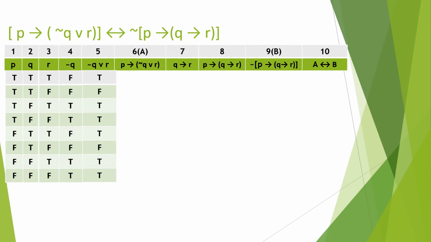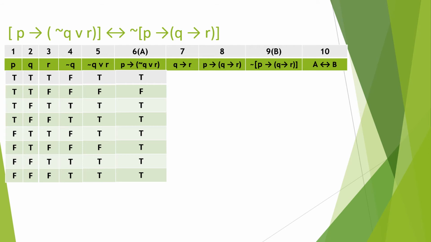Now the next column, P implies (negation Q or R). So the first column implies the fifth column. Remember the rule for implication: only true implies false is false. Otherwise the statement pattern is true. True implies true is true. True implies false is false. True implies true again is true. Next is also true implies true, that's why it is true. And in the last 4 we have F, and F implies any truth value is always true. So the last 4 rows are T.